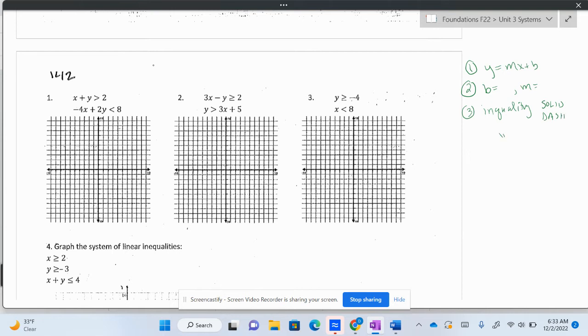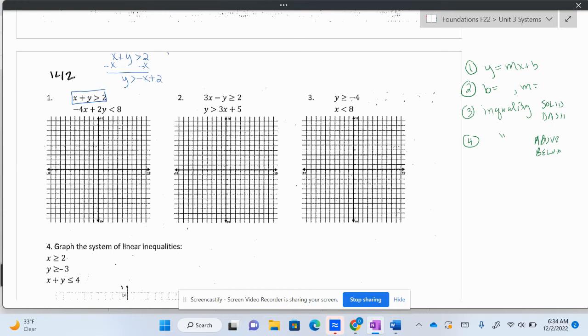And then look at the inequality again. Step number 4, look at the inequality and see if you're going to shade above or below. So exactly what you did yesterday. The only difference is today we're going to have 2 equations at once. So for this first equation, x plus y is greater than 2, I need to subtract x from both sides. So y is greater than negative x plus 2.